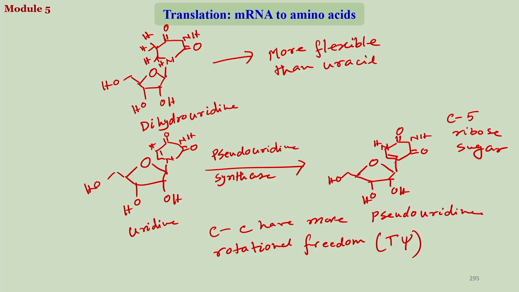That is one. Second one is the base pairing. It changes its base pairing a little bit. So, this makes the compound more flexible, because you have to bend it to assume the loop and stem structures. So, that makes it a little bit easier. So, this is about uridine, dihydrouridine and pseudouridine.